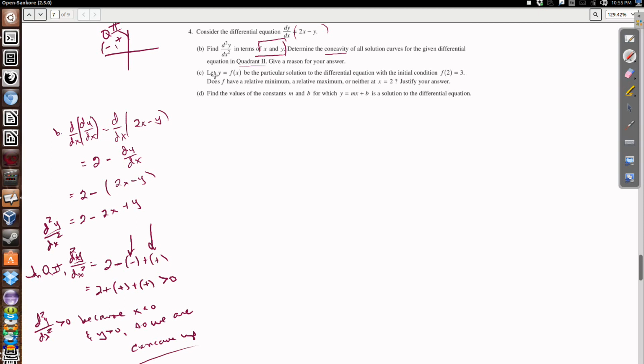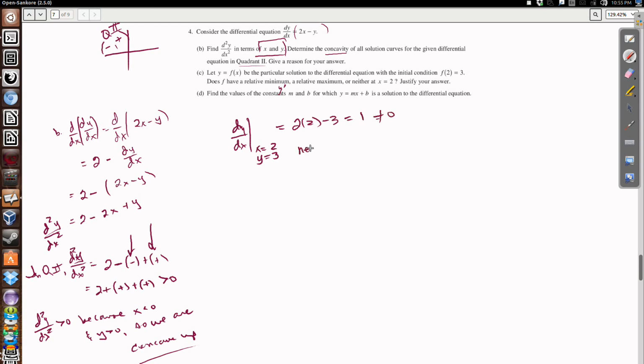In part C, it says let y equal f of x be a particular solution to the differential equation with the initial condition f of 2 equals 3. Do I have a relative minimum, maximum, or neither? And I need to look at the behavior of dy dx in order to know if we have a critical point or not. So dy dx at the point where x equals 2 and y equals 3 is equal to 2 times 2 minus 3, or 1. And that's not 0.